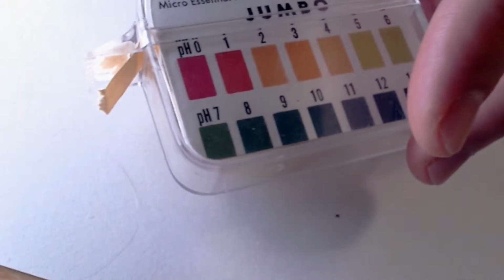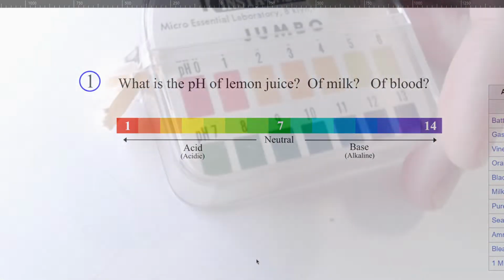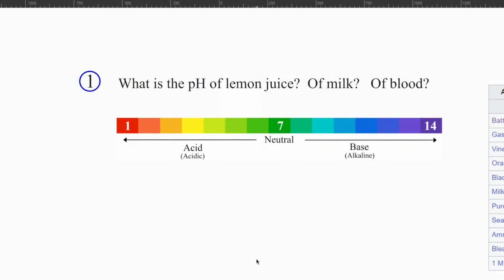And I don't have any blood with me here today, so we're going to have to wait on that one. But the pH range for blood is 7.35 to 7.45. And if your blood goes any lower than 7.35, you're probably going to the hospital, much lower.